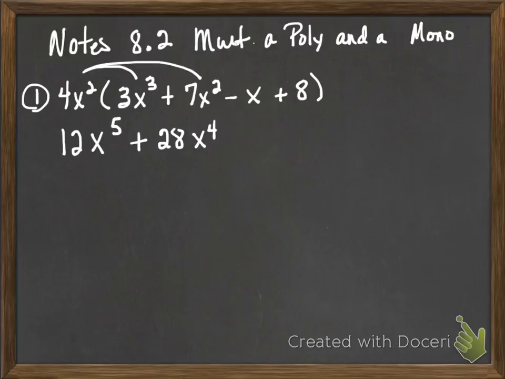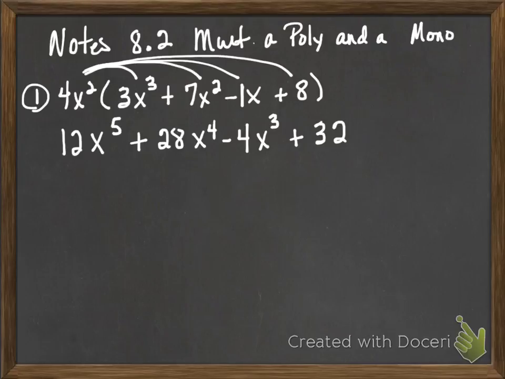This next little negative x has an understood coefficient of a negative 1. You can think it or write it. 4 times negative 1 is negative 4. x squared times x to the understood 1 is x to the third or cubed. And then finally 4x squared times positive 8 is positive 32. And then you just bring down the x squared there.